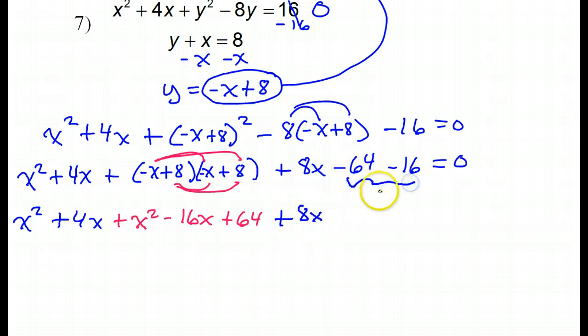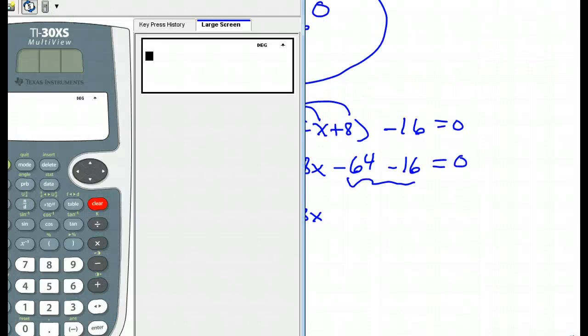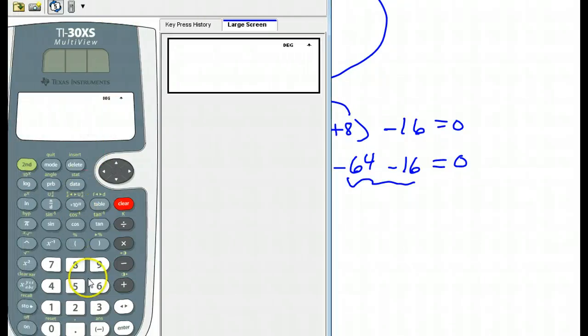Now I might as well put these together, 64 minus 16. Wait, it's not 64 minus 16. It's negative 64 minus 16. So it's really like we're adding. But look, some of you are really bad at arithmetic, so probably should be reaching for a calculator just to be sure. All right, so you would do something like this, negative 64 minus 16. Otherwise, right here is where a ton of you would have made a mistake. So that's negative 80.